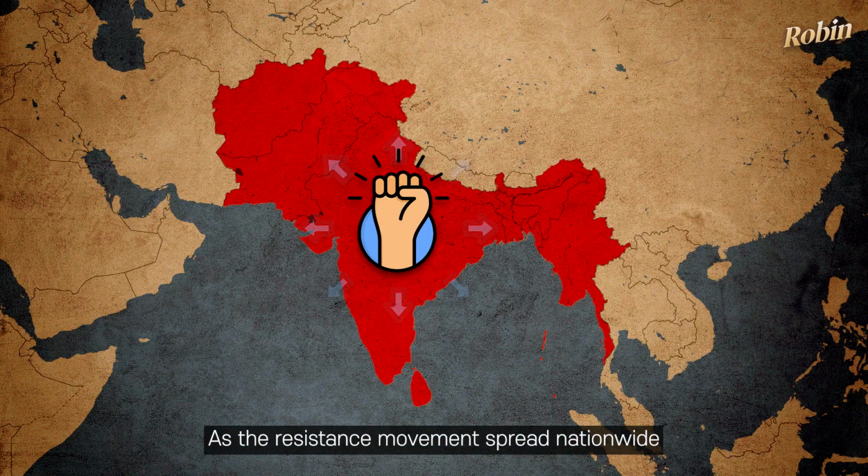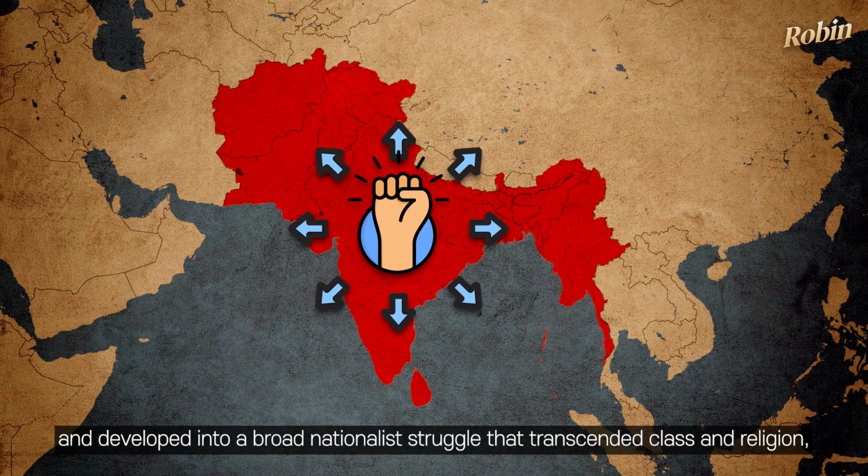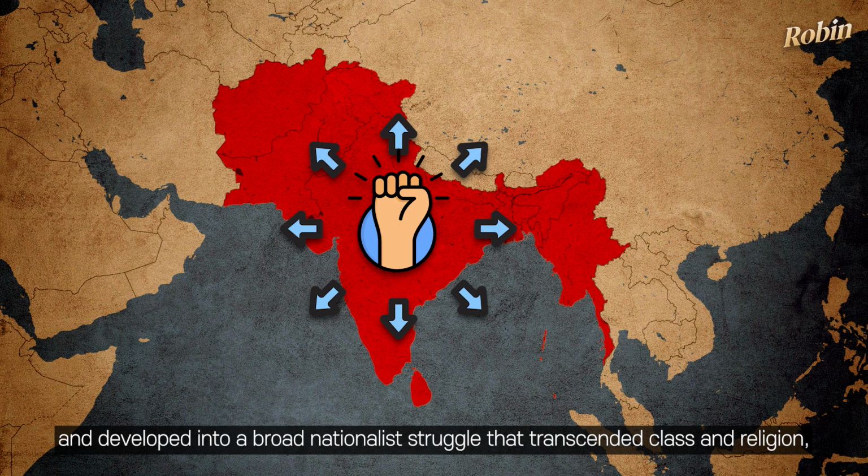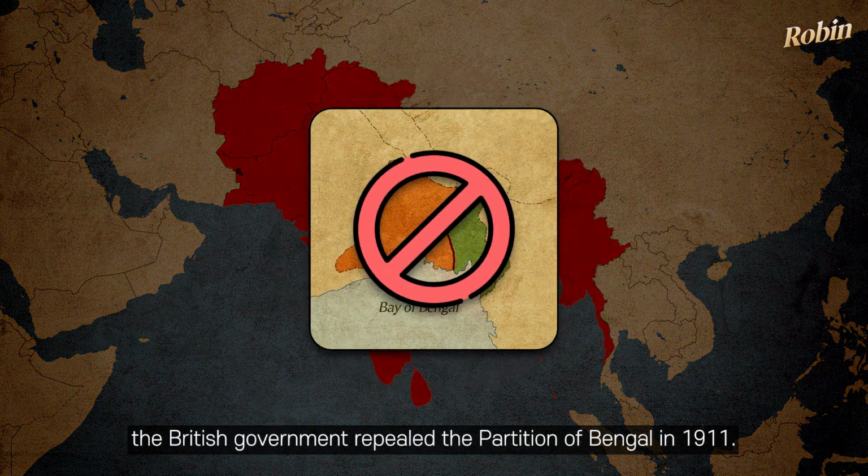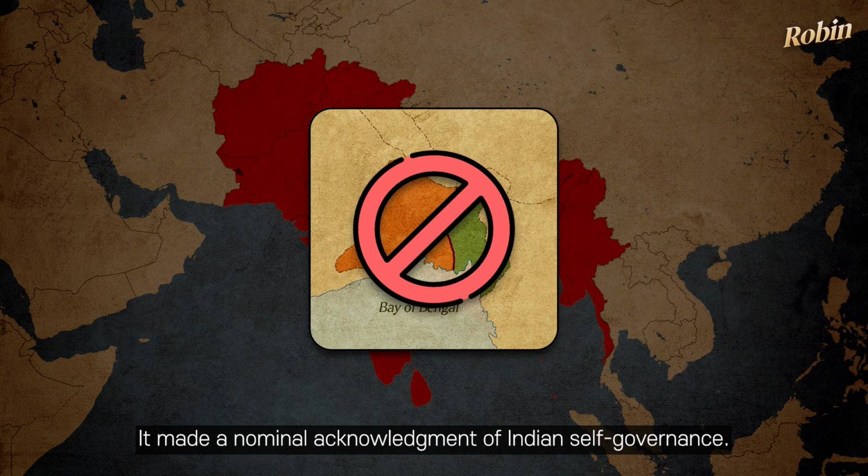As the resistance movement spread nationwide and developed into a broad nationalist struggle that transcended class and religion, the British government repealed the Partition of Bengal in 1911. It made a nominal acknowledgement of Indian self-governance.